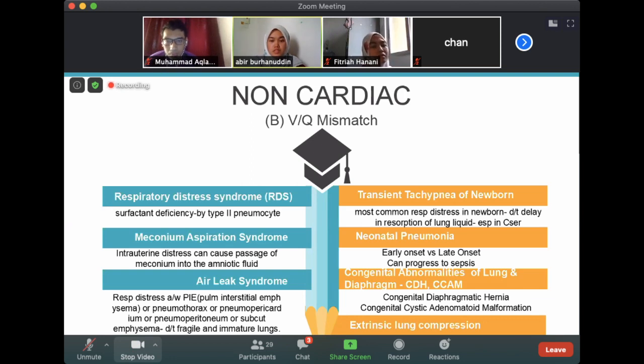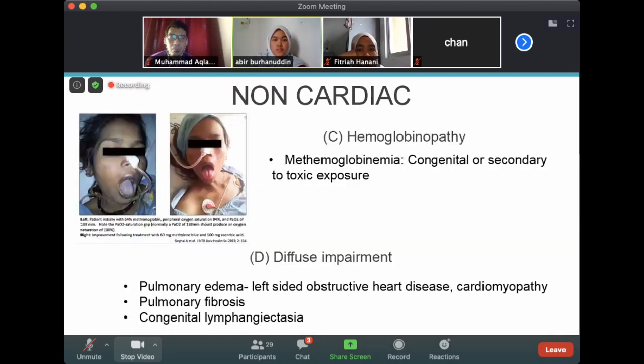Okay, congenital cystic adenomatoid malformation is the overgrowth of abnormal lung tissue. The abnormal lung tissue has a fluid-filled cyst, so the abnormal tissue impacts ventilation function and its ability to transfer oxygen to the pulmonary circulation. Okay, the third non-cardiac cause is hemoglobinopathy.